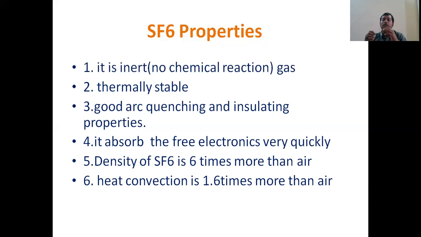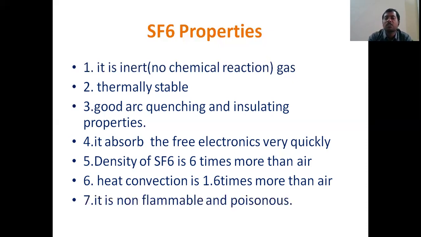Conduction, convection: nothing but how the water is boiling, how the rice is cooking. That is nothing but convection. So the heat convection property is 1.6 times more than air. So how does the convection take place in the air? When compared to air convection, the heat absorption will be more in the SF6 gas.